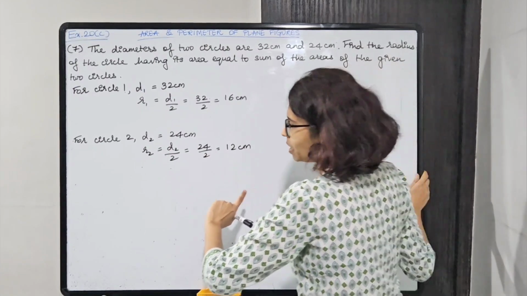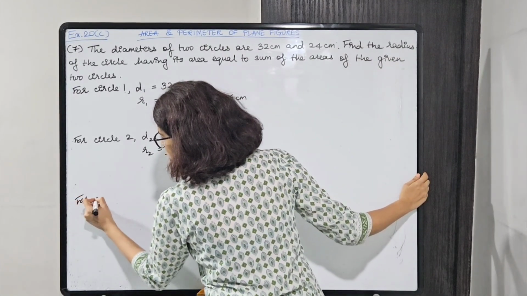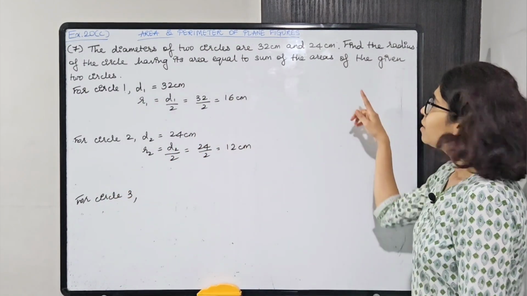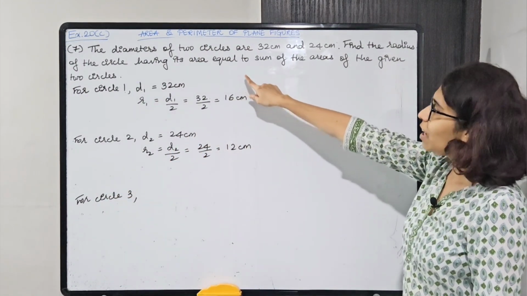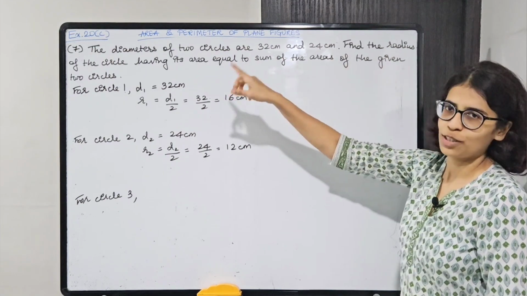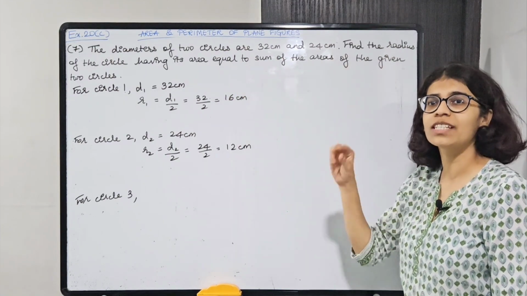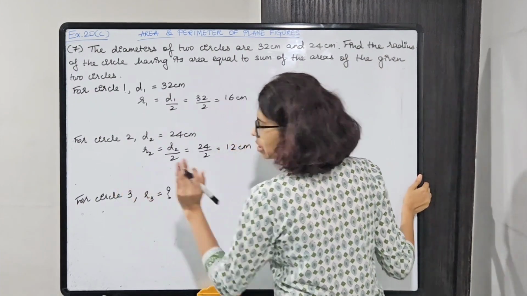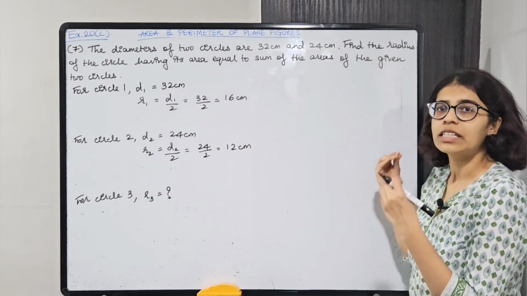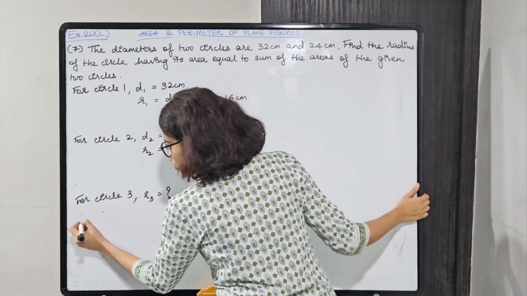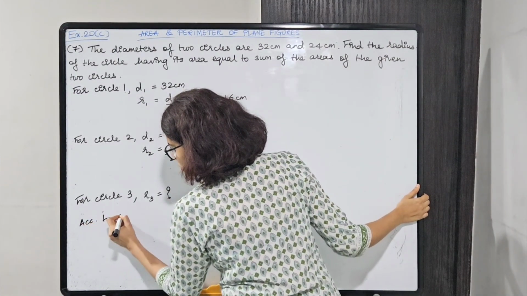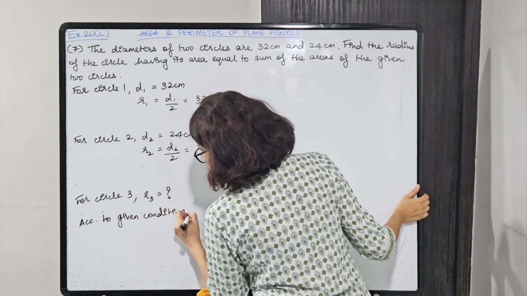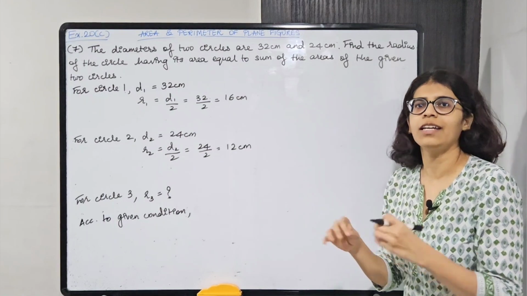Again leave one line of space. There is a third circle, right? Find the radius of the circle having its area equal to the sum of the areas of the given two circles. So there is a third circle whose radius you have to find out. You need to find out R3 of this circle. Alright, there is a condition given. So according to the given condition, I would suggest first see how to solve, then write down.